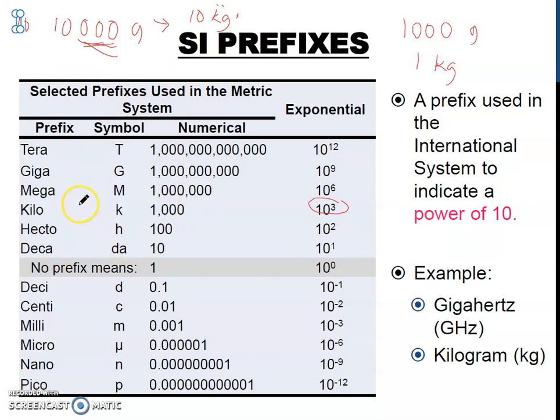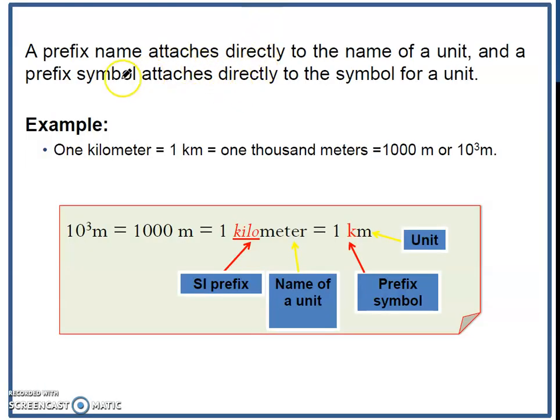Kita akan belajar lagi macam mana nak tukar nombor ni daripada gram pergi ke kilogram, daripada gram pergi ke hektogram ke, gigagram ke, miligram ke, microgram ke, and so on. This is very important for you to remember, or get familiar with these exponents. Alright, the next one. A prefix name is attached directly to the name of the unit, and the prefix symbol is attached directly to the symbol of the unit.